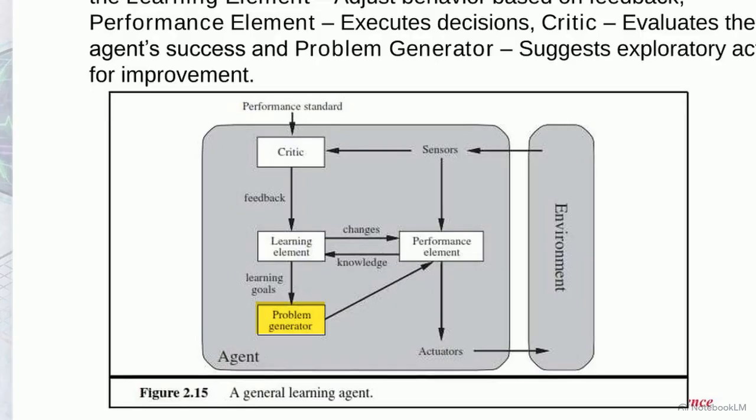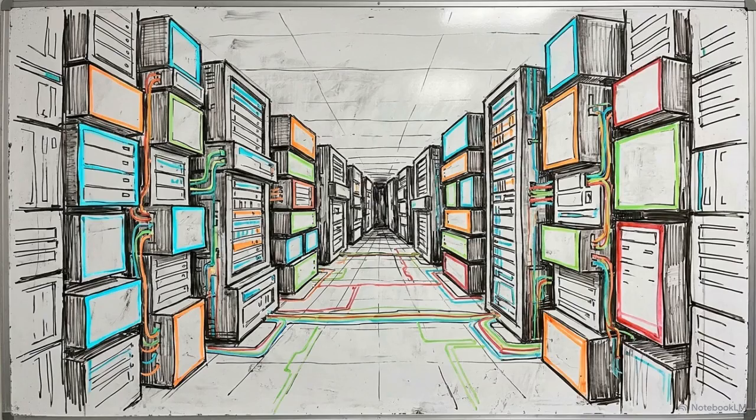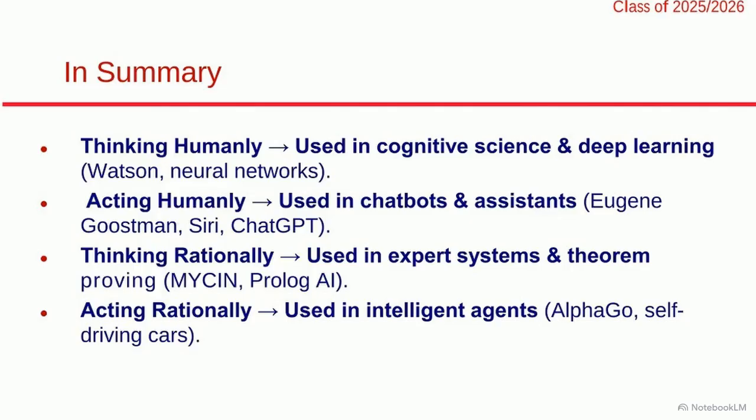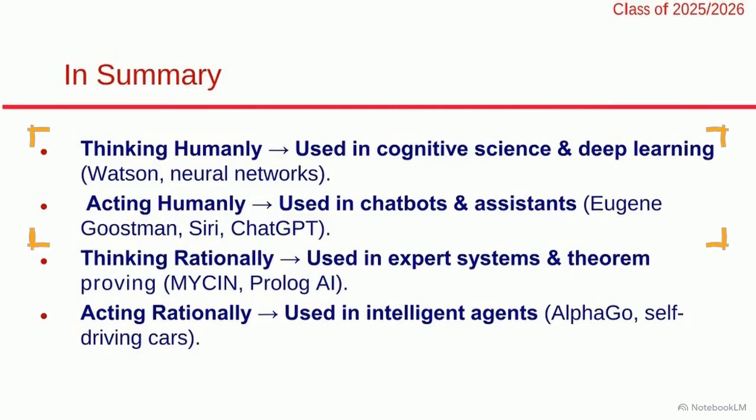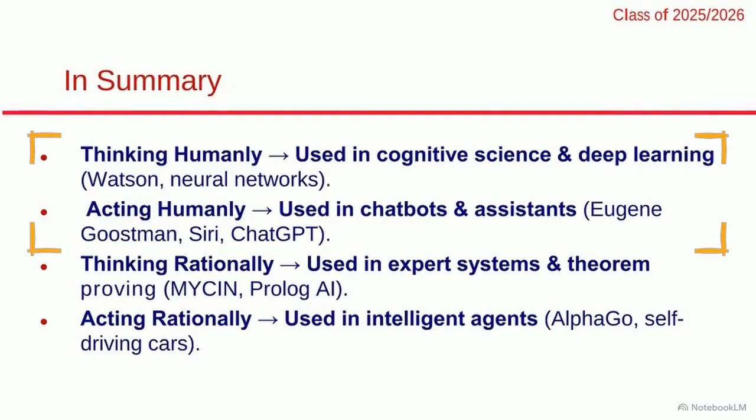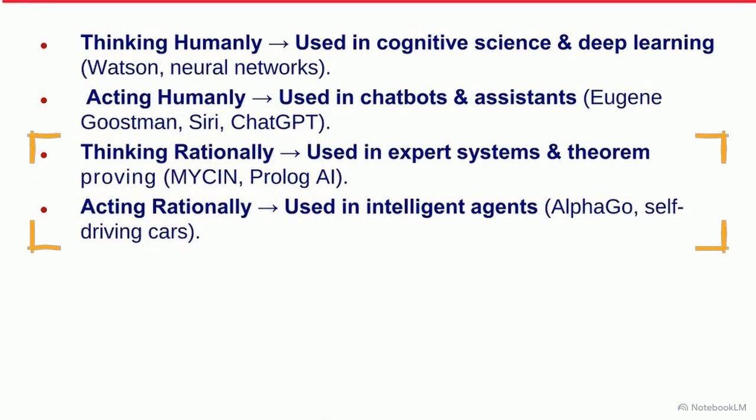True artificial autonomy moves beyond pre-programmed instructions. Success requires a recursive architecture that evaluates its own failures and adapts its behavior to maximize results. Zooming out to our 2x2 matrix, we see how these fields fit the 4 perspectives. The left side, thinking and acting humanly, gave us cognitive modeling for neural networks and chatbots. The right side, thinking and acting rationally, produced logical expert systems and optimal autonomous robots.